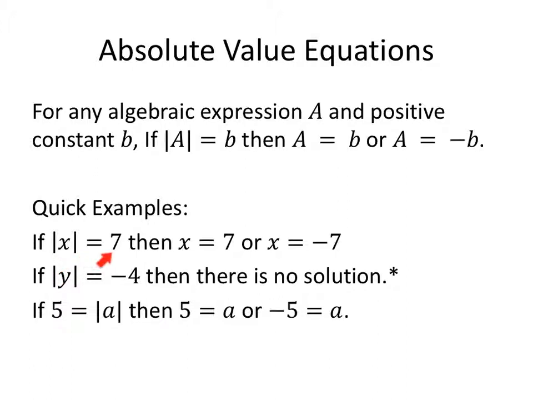If the absolute value of x equals 7, then x equals 7 or x equals negative 7. If the absolute value of y equals negative 4, look, it said the constant B has to be positive. There's no solution, and we're going to talk about that one here in a couple of minutes. Even if 5 equals the absolute value of a, it doesn't matter which side the absolute value is on, then 5 equals a or negative 5 equals a. All right, so that's all it is. Absolute value, the two lines, gives us two equations to solve.